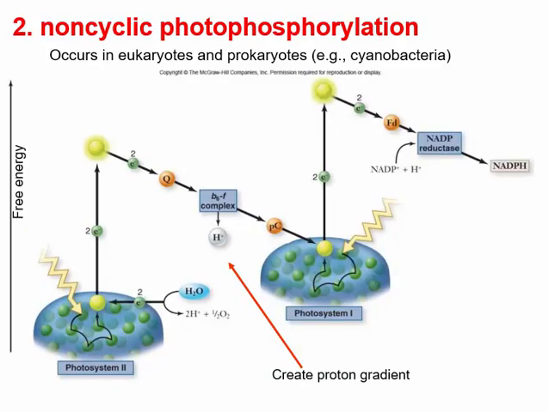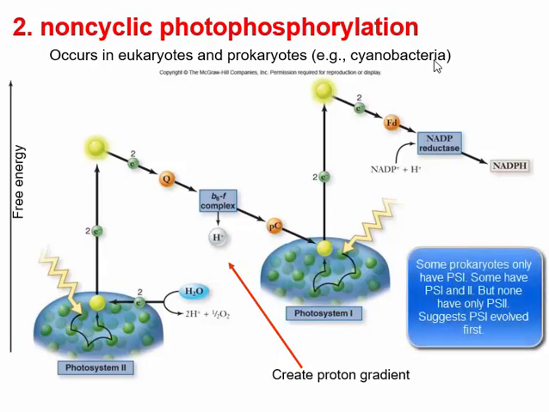All right, how about non-cyclic photophosphorylation? Now, this occurs in plants, eukaryotes. This also occurs in prokaryotes. Again, cyanobacteria, right? Where did chloroplasts come from? Cyanobacteria. So some prokaryotes do this as well, not just cyclic photophosphorylation. And we can follow the electrons here.